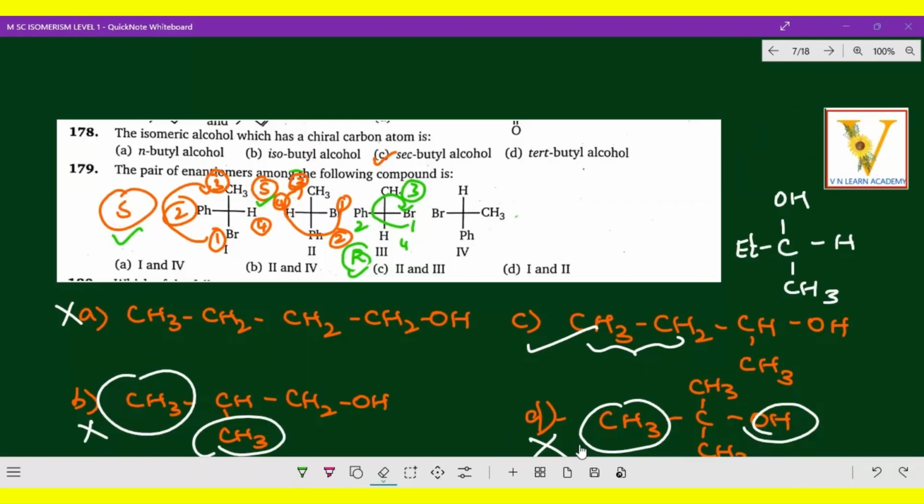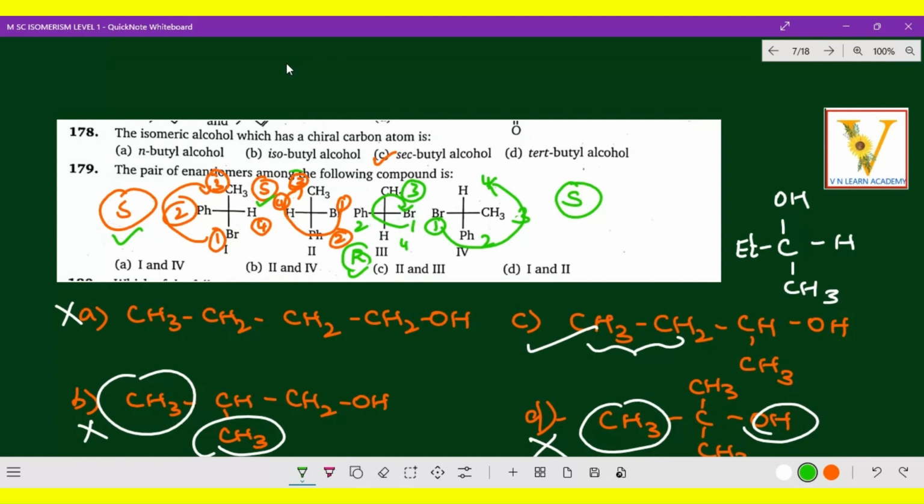And the next one here, first priority, this is 1, bromine 1, and this is 2, this is 3, and this is 4. So this is anti-clockwise. Vertical anti-clockwise means that is S. Okay. Now first one S, second one S, third one R, and fourth one S.